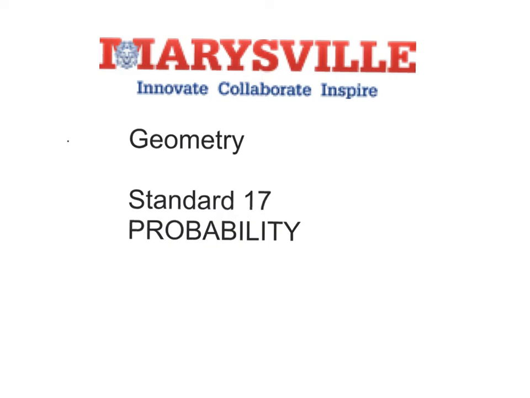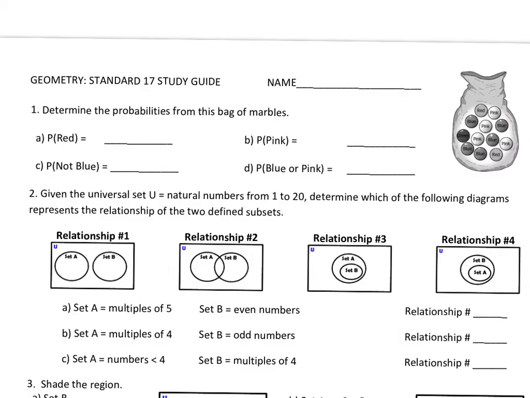Hi class, in this video we're preparing for our quiz on probability. First problems, the key is that to find simple probability, our formula is parts to whole. So based on this formula, we can calculate these different probabilities.